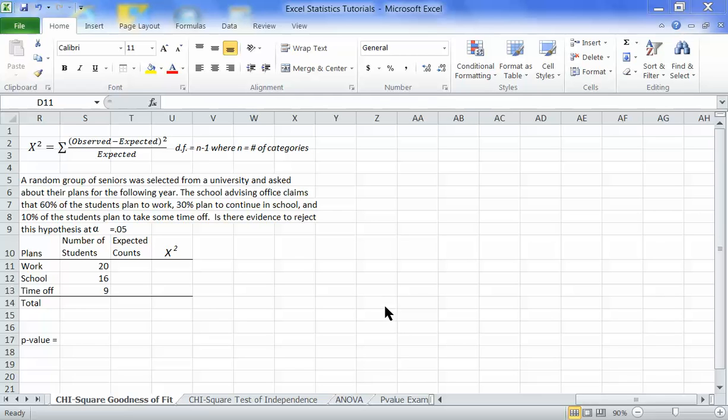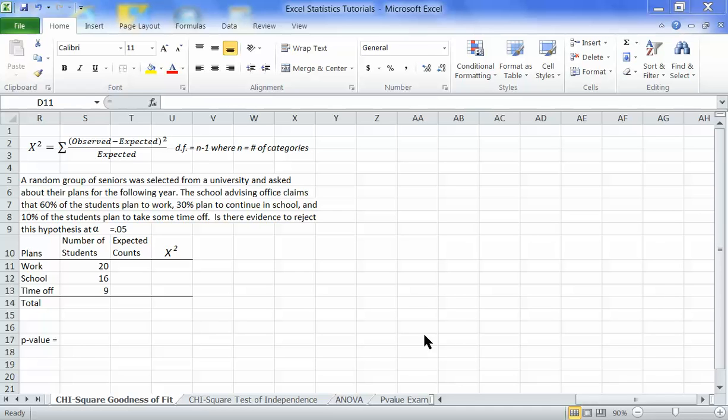In this particular example, a random group of seniors was selected from a university and asked about their plans for the following year. The school advising office claims that 60% of the students plan to work, 30% plan to continue in school, and 10% plan to take some time off. Is there evidence to reject this hypothesis at alpha equal 0.05?